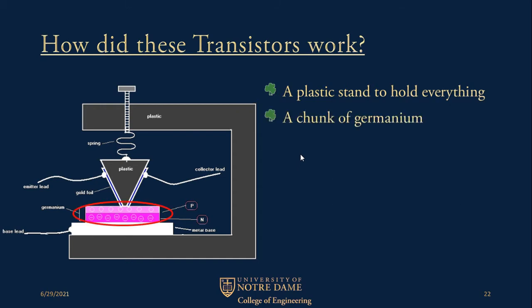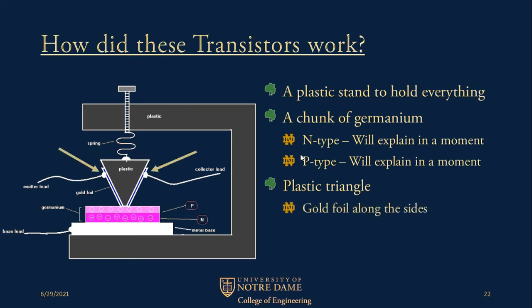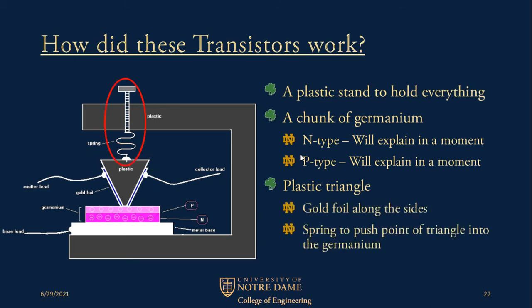That plastic triangle and the gold foil is being pushed into a chunk of germanium that has both N-type and P-type dopants. And I will explain what an N-type and P-type dopant are in a moment. The plastic triangle has the gold foil elements which are connected to an emitter and a collector lead. Furthermore, the plastic has a spring that pushes the plastic with the gold foil into the germanium with the objective of getting the two pieces of gold foil very close to each other without actually touching. In the actual experiment, they got the gold foil within 1/2000th of an inch from each other.